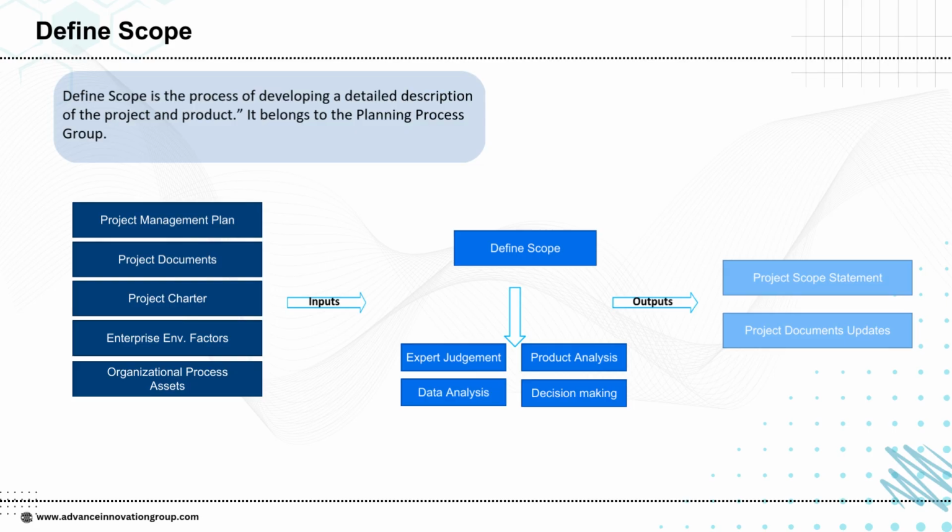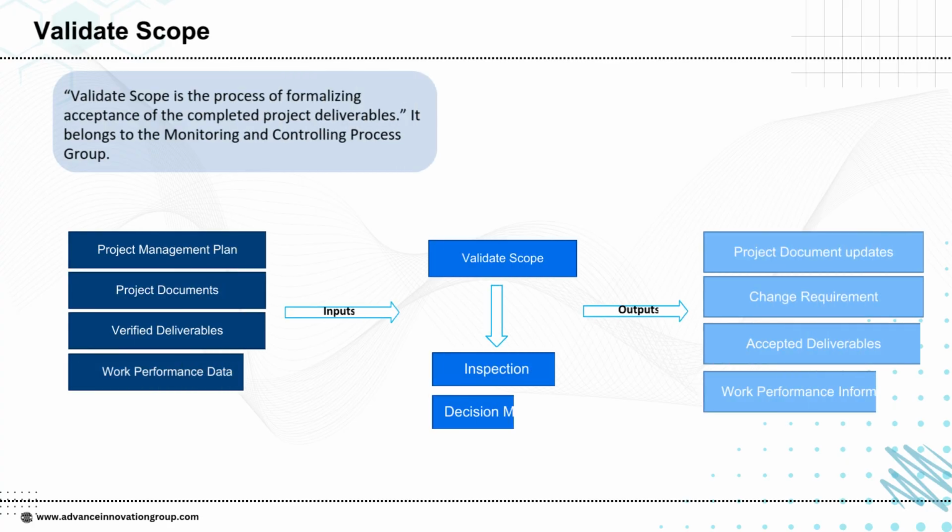In simple terms, this process ensures clarity on what is included in the project and what is not, so the team and stakeholders have a common understanding. Validate Scope is the process of formalizing the acceptance of completed project deliverables. It belongs to the monitoring and controlling process group.